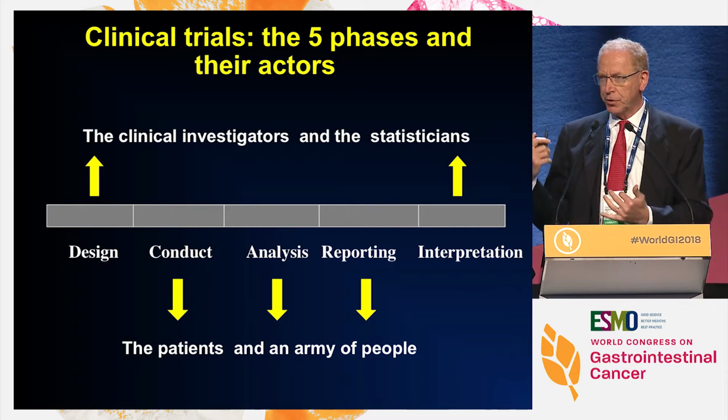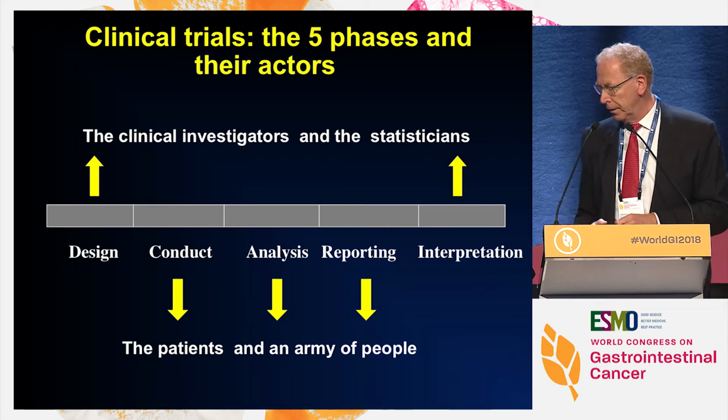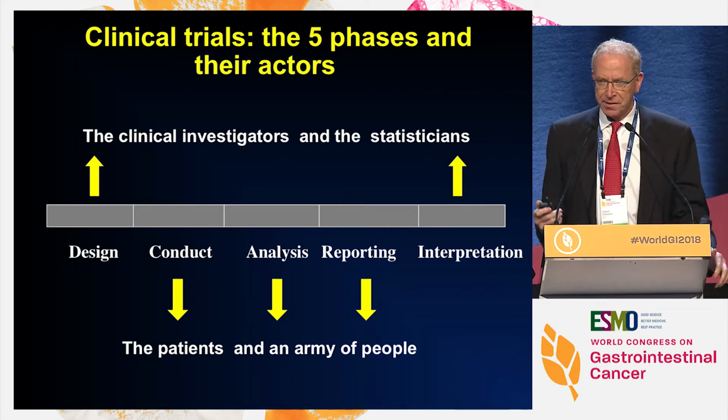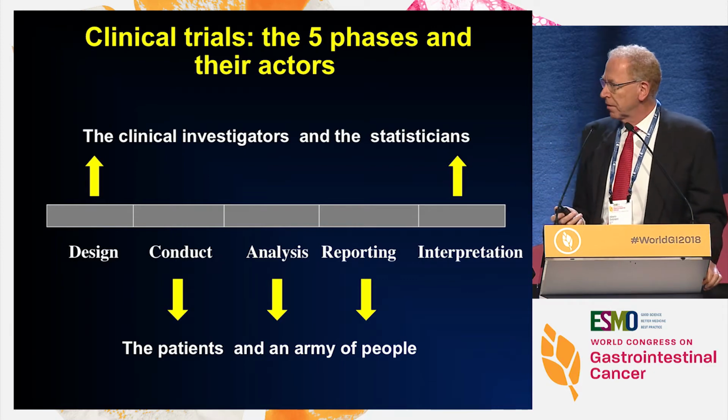Now, the professionals involved in data interpretation are the same as the ones who designed the trial, as opposed to the other professionals and the patients who are the interpreters of the other phases. So essentially, it's the clinical researcher and the statistician that usually interpret the trial results.